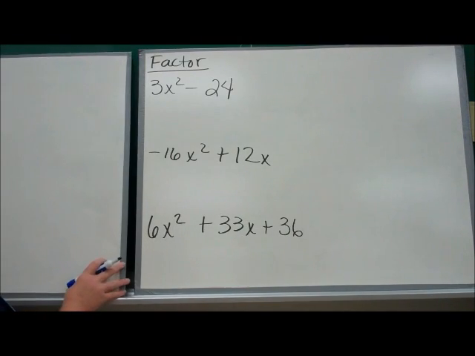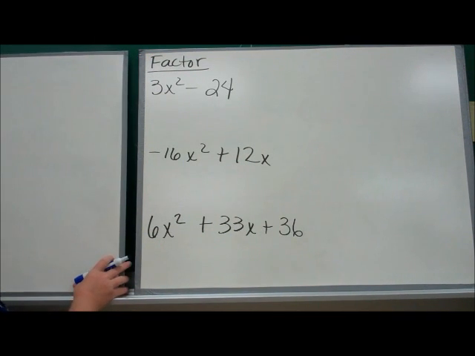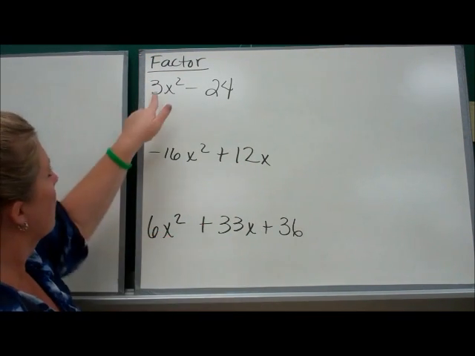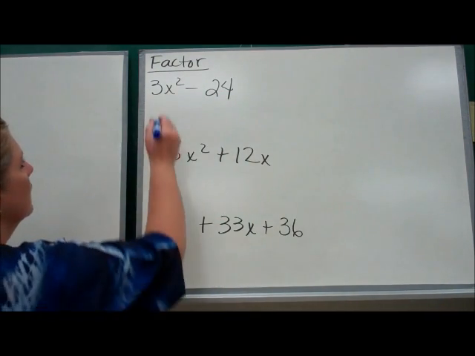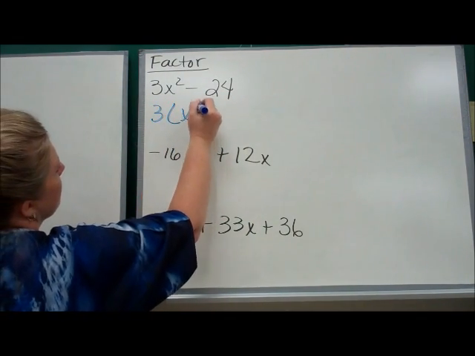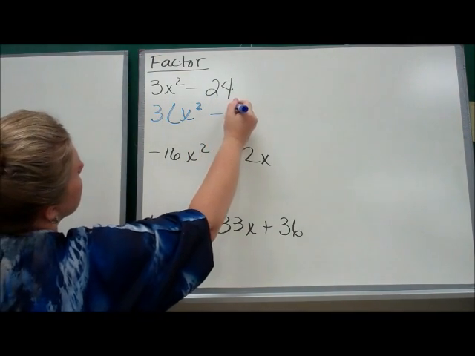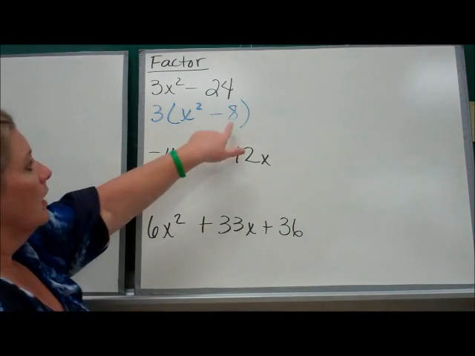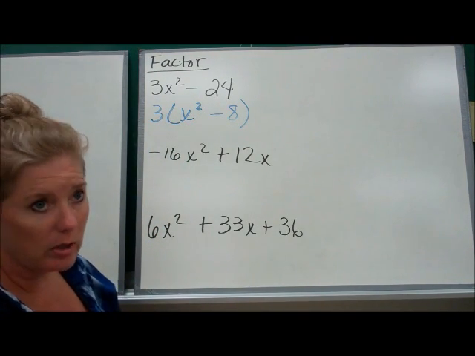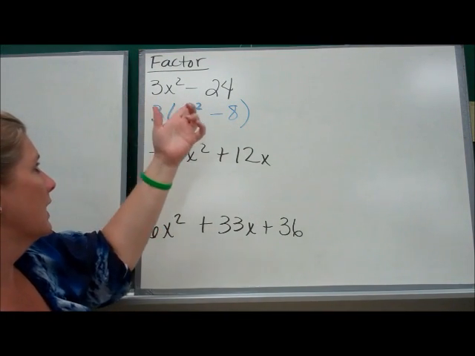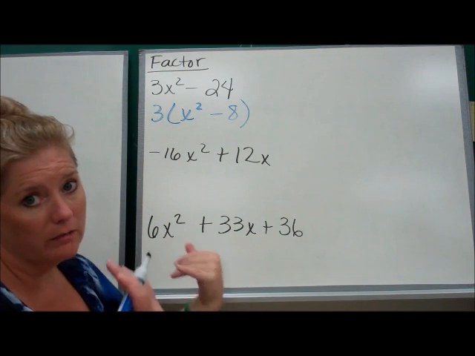Okay. Now, factor. Starting with greatest common factor. There is one, 3. So when we factor out a 3, that's going to leave us with x squared minus 8. Okay? 8 is not a perfect square, so I don't have a difference of perfect squares. I've just got 3 times x squared minus 8. We're done factoring that one.